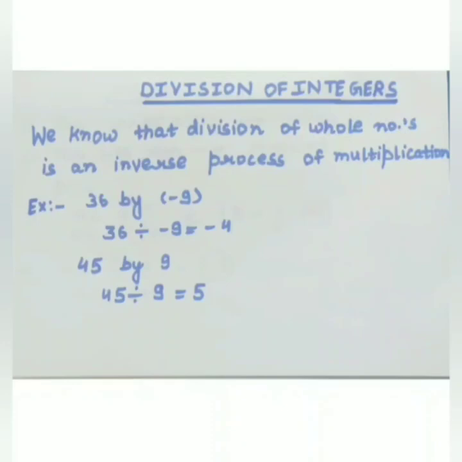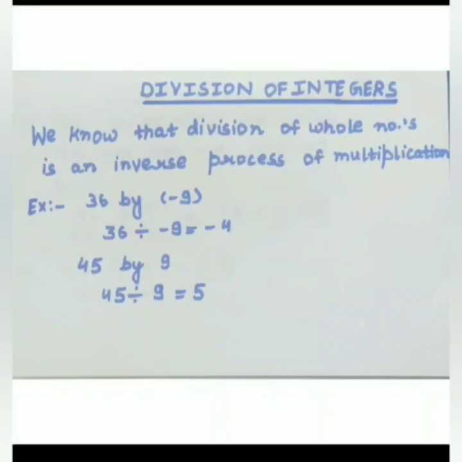So let's take an example. 36 divided by minus 9. So 36 upon 9 will give minus 4. 45 divided by 9, we'll be seeing how many times 45 will go in the table of 9. It will be going 5 times. So this was the concept of division that we have done in the chapter whole numbers.